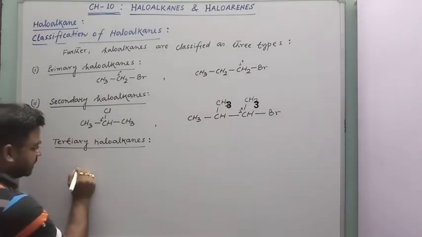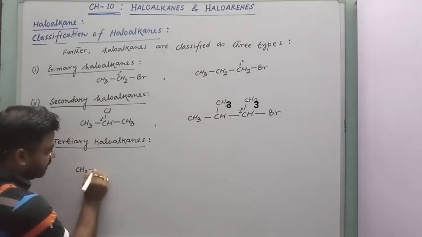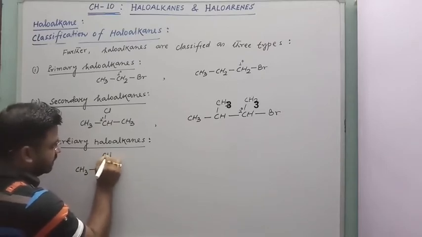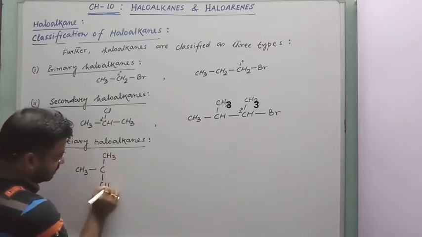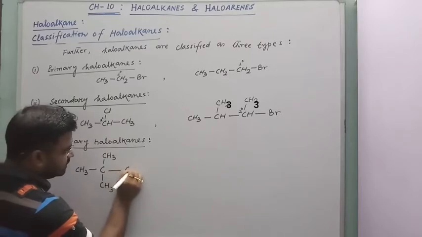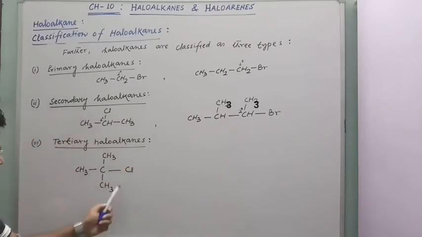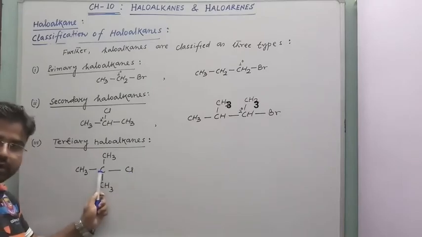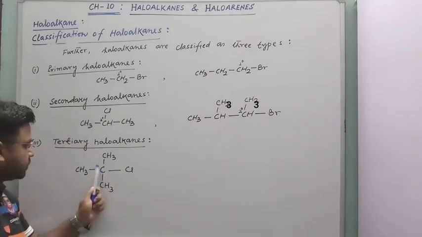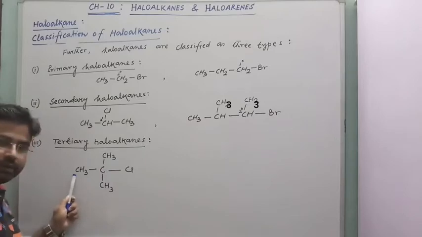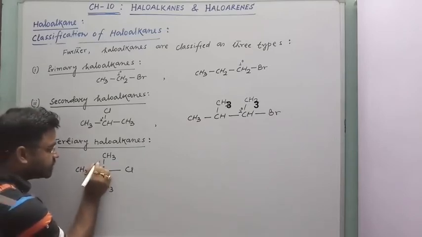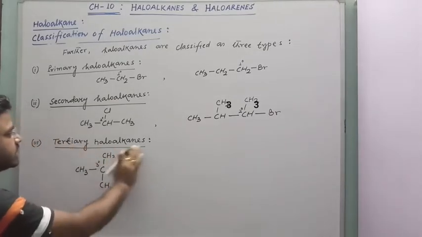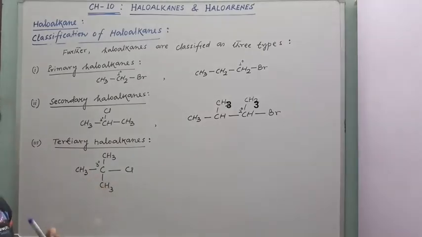For example, (CH3)3CCl, that is CH3, C, CH3, CH3, Cl. Here see, this chlorine halogen is attached to this carbon atom, and this carbon is directly attached to 1, 2, 3 carbon atoms. So this carbon is tertiary carbon, and this compound is tertiary haloalkane.